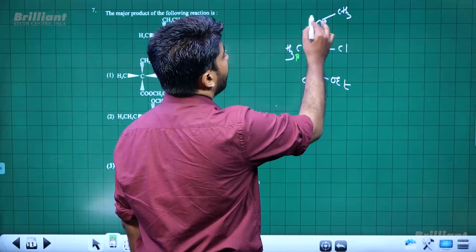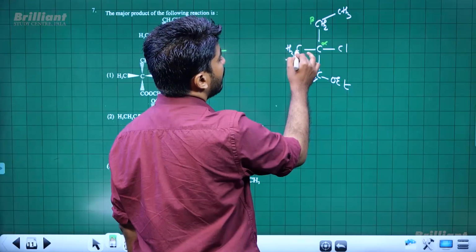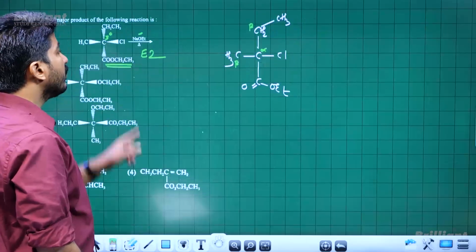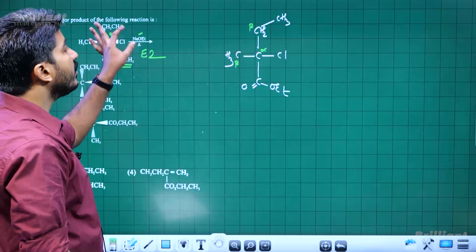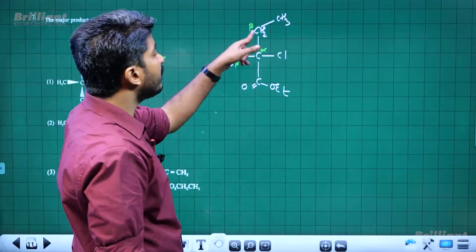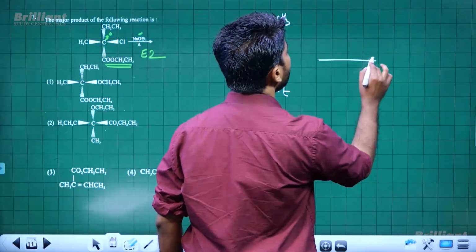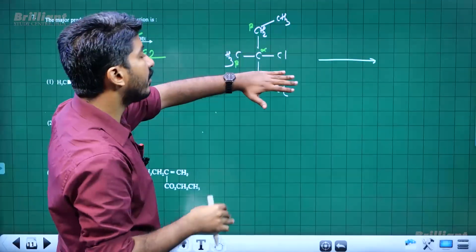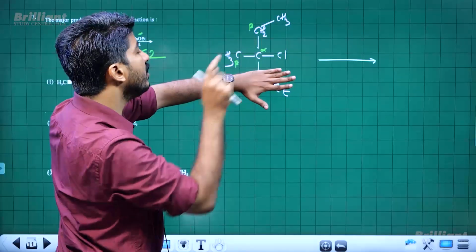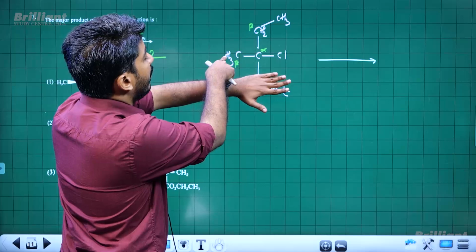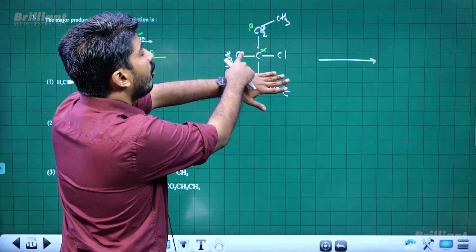We will be looking at the other beta carbon also. This is a beta carbon, that is another beta carbon. We are using a small base, OEt minus only. Therefore, the Saytzeff product has to be dominant. And if we are using a tertiary butoxide base, without thinking about this portion, then this hydrogen would be taken away and here an alkene would be formed, the Hofmann product.